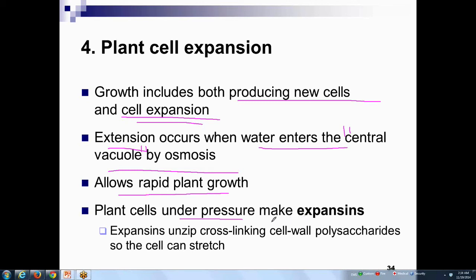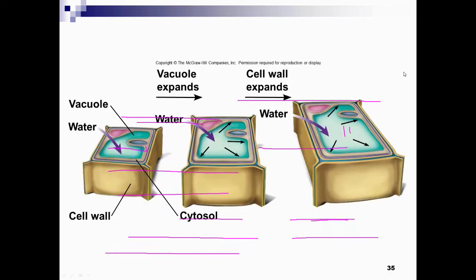Plant cells under pressure make what are called expansins. Expansins unzip cross-linking cell wall polysaccharides so the cell can stretch. In other words, as plant cells absorb water, the water goes into the central vacuole. The central vacuole expands, pushes up against the cell wall. This causes the plant cell to make expansins, which actually cut the cell wall polysaccharide fibers so it can unzip and then stretch and expand. So let's look and see what that looks like.